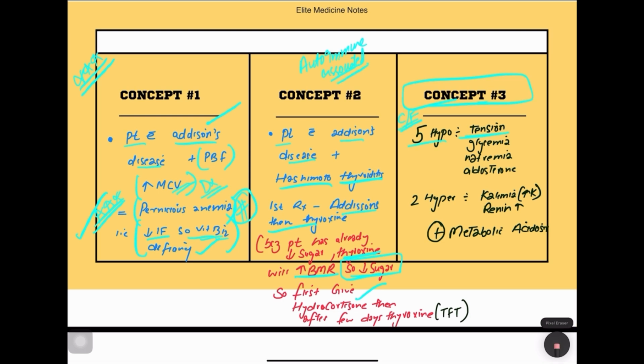Another concept is the clinical features of Addison's disease, that is 5 hypo: hypotension, hypoglycemia, hyponatremia, and hypoaldosteronism, that is reduced aldosterone, and 2 hyper. The most important is hyperkalemia, and increased renin. Okay, and please remember metabolic acidosis also. So any patient coming to you with hypotension, postural hypotension, hypoglycemia, hyponatremia, but increased potassium level, that is hyperkalemia, the diagnosis is Addison's disease. Okay, the diagnosis is Addison's disease.